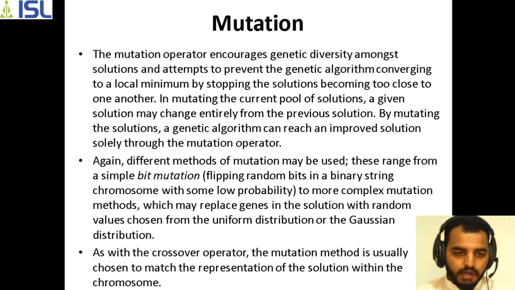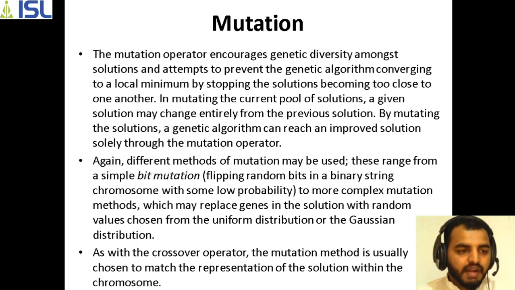Now the next point is, again, that different methods of mutation may be used. These range from a simple bit mutation, flipping a random bit in a binary string chromosome with some low probability, to more complex mutation methods which may replace genes in a solution with a random value chosen from a uniform distribution or Gaussian distribution. Now, what do you mean by this?